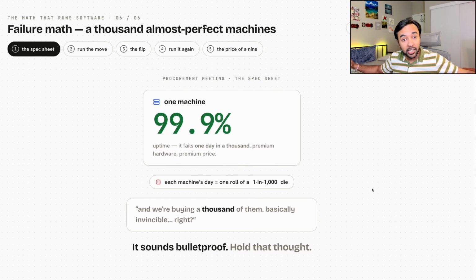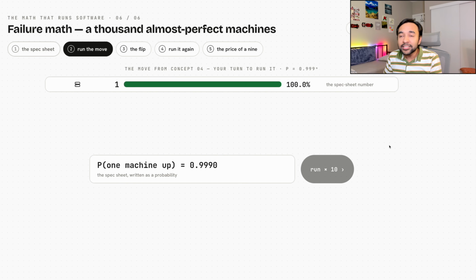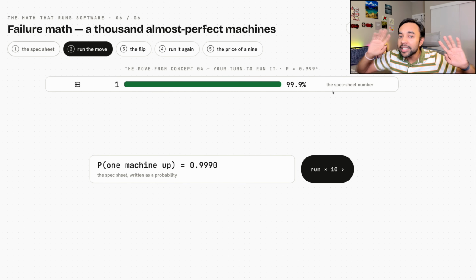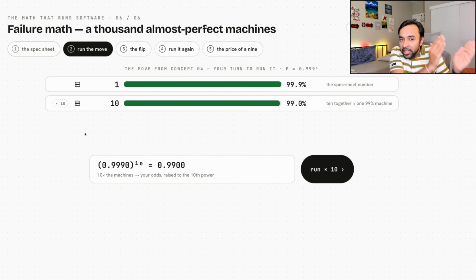So far so good, right? Your machine works and everything is very, very happy. Now try to think, what does 99.9% mean? It means that if you have just a single server, then your up probability is 99.9%. Perfect, very good. But try to think, what if you have 10 machines and all of them are 99.9% reliable?